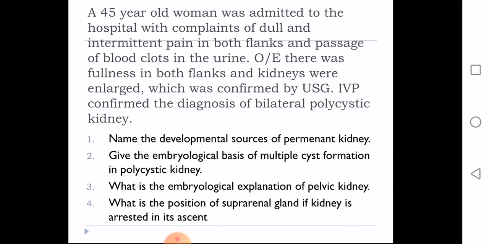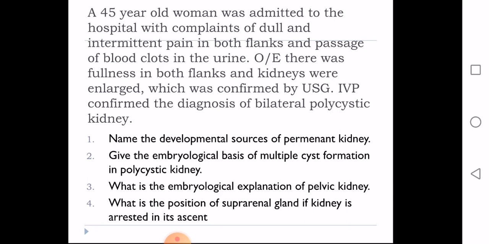Developmental sources of the permanent kidney: the excretory part and the collecting part, you must write metanephros and the ureteric bud. Embryological basis of multiple cyst formation in polycystic kidneys: these two parts are not establishing continuity, and therefore in the ureteric part there is formation of cysts. Embryological explanation of pelvic kidney: there is no ascent.